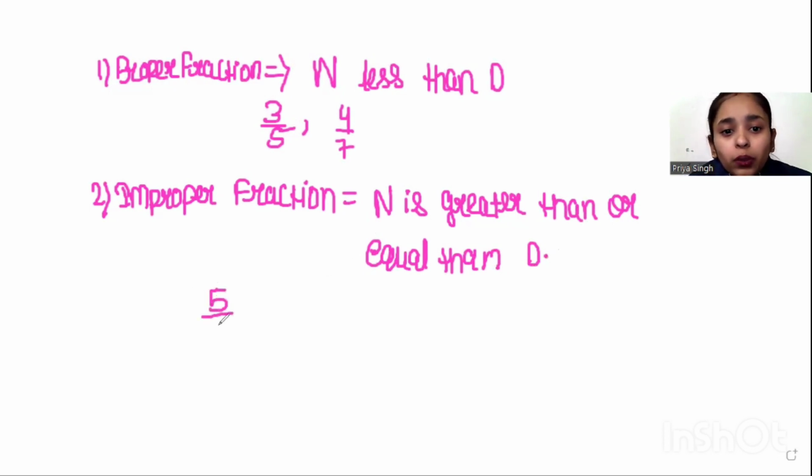Like 5/2, this is our improper fraction. This is an example of an improper fraction. Now 7/3 is also an example of an improper fraction. So these all are known as improper fractions.